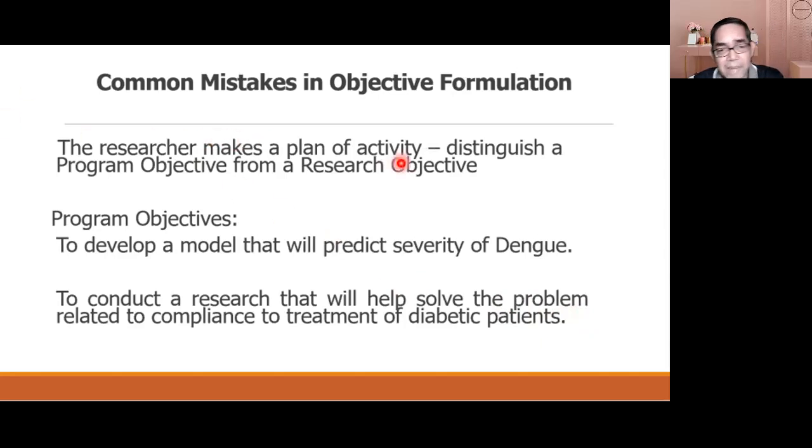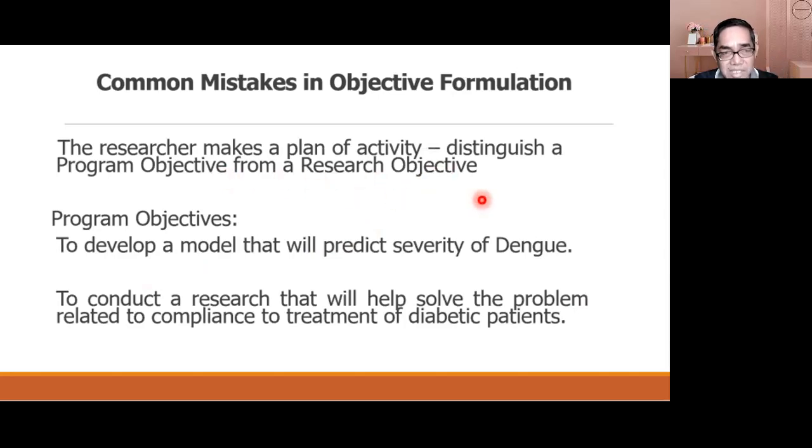Okay, the researcher makes a plan of activity. You see, we need to distinguish a program objective from a research objective. This is an example of a program objective: to develop a model that will predict severity of dengue. Development of a model is a program objective. The program objective is something that we do as a task to achieve something, meaning we do it as a program, as an activity. It's a plan of activity.